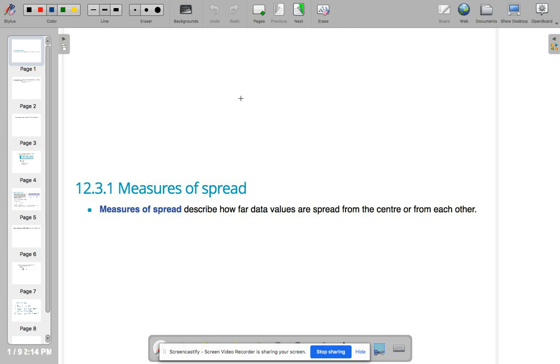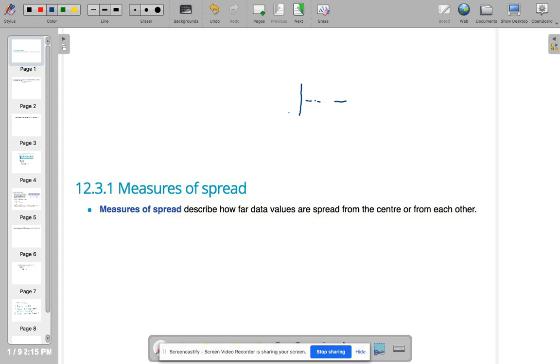One of the important things to look at with data is a thing called measures of spread. And that describes how far data values are spread from the centre or from each other. So if you imagine that you've got your centre of the data. Now that could be the mean or the median.